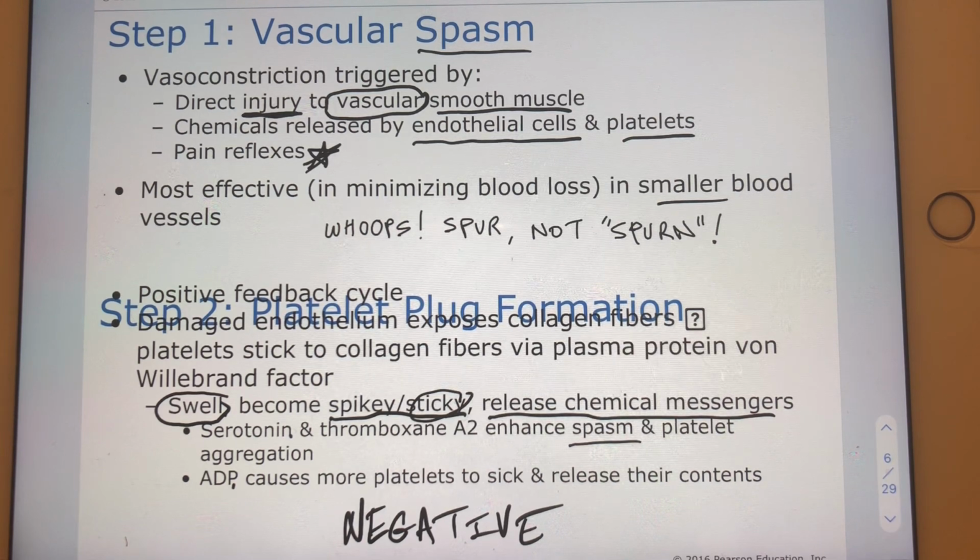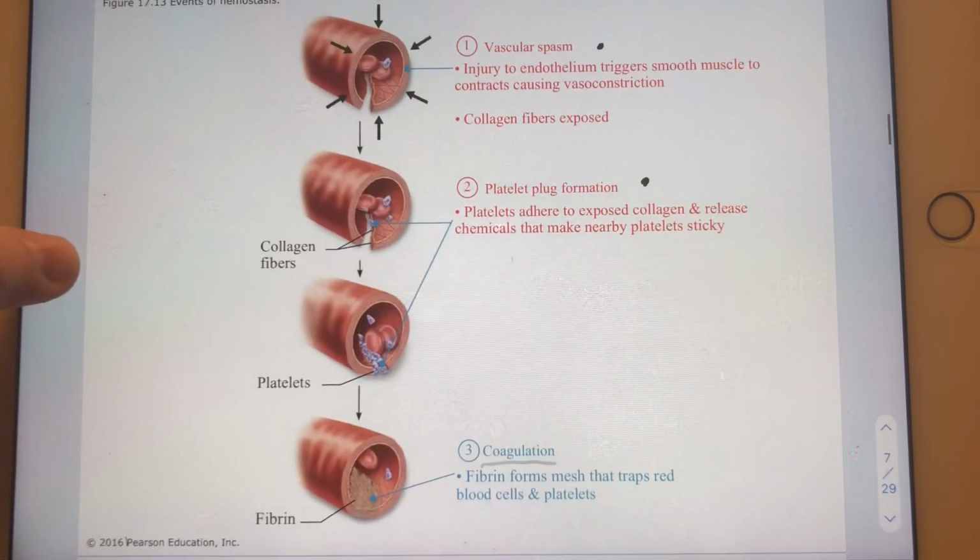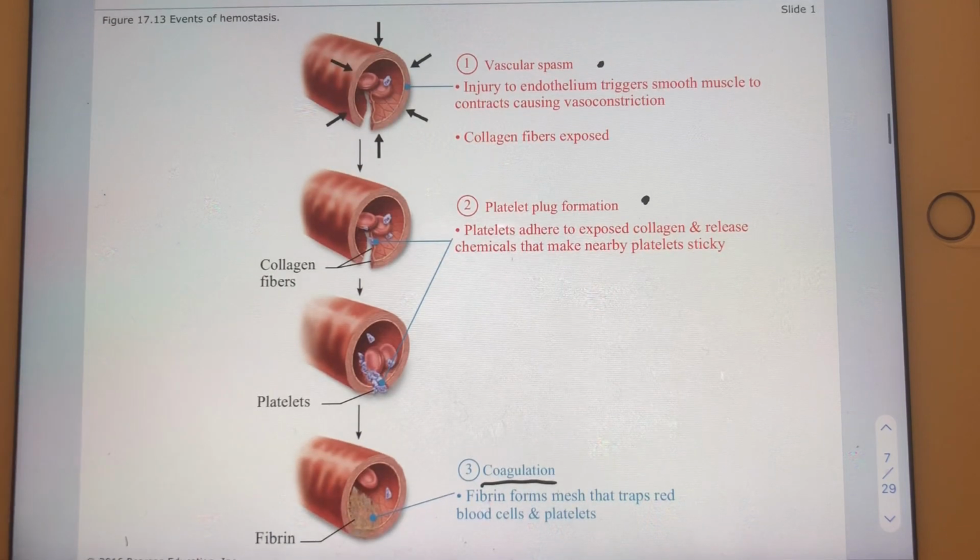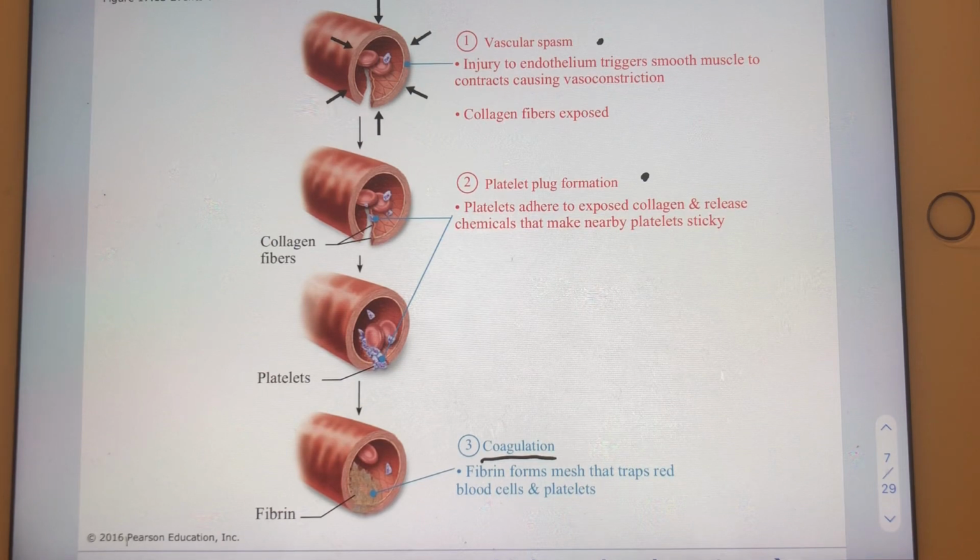So here's a ridiculously simple, in fact misleadingly simple diagram of hemostasis, emphasizing our first two steps, vascular spasm and platelet plug formation. And then the third step is really, really involved, and that's why this is so misleadingly simple. And that third step is coagulation. And coagulation can occur via a couple of different pathways.